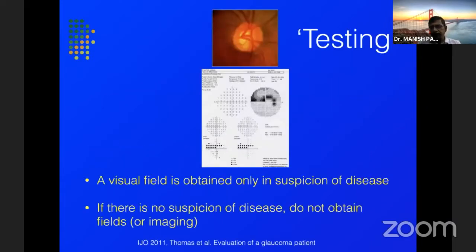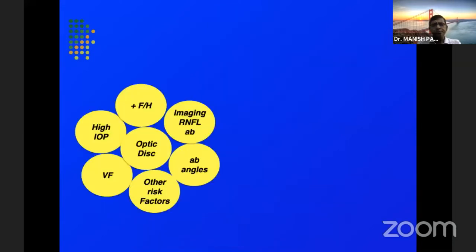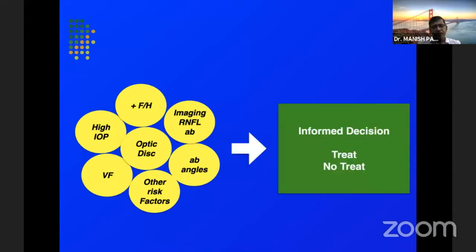Whenever we do any sort of test, it is only on suspicion of a disease. If we have no suspicion of a disease, ideally we should be doing no testing, whether it's visual fields or any sort of imaging. For any imaging in this presentation, it's mainly related to the OCT, which is the most commonly used imaging modality as of now. Combined with all these factors, we have to take them into consideration before we decide whether we need to treat the patient or not.